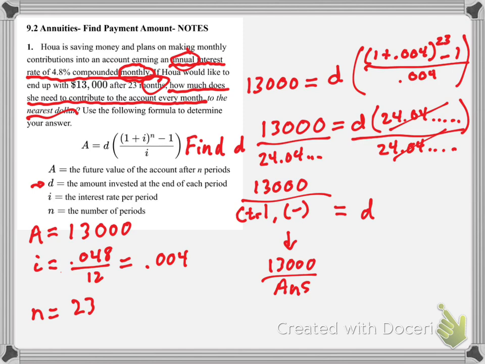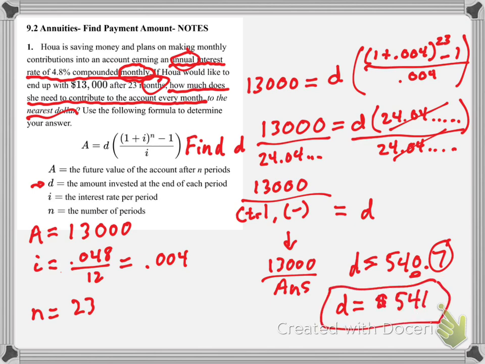Okay, so it says to the nearest dollar. So D equals 540.7. Because it says nearest dollar, that means nearest whole number. So that's the only number that matters. So that's going to kick 0 up to 1. So Hua needs to deposit $541 every month. Okay? So this one's a little different.